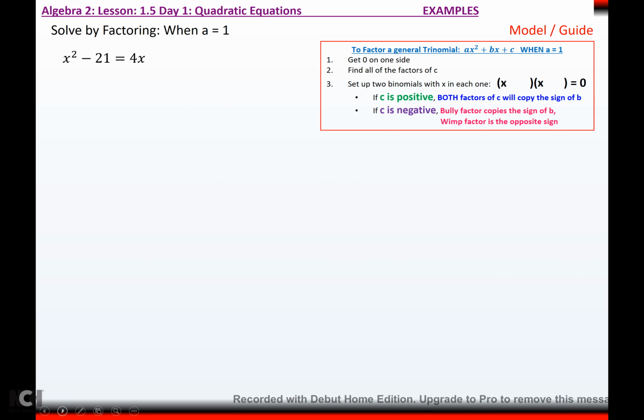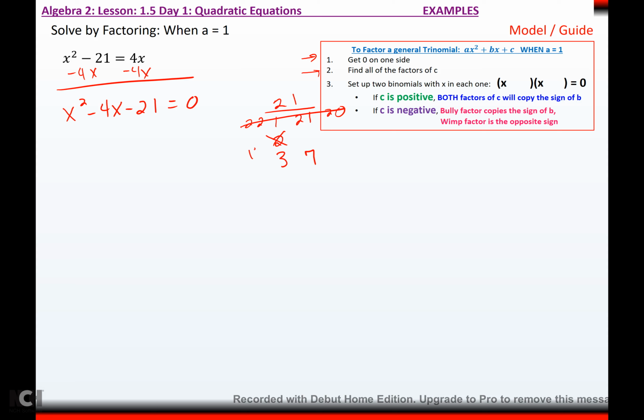Alright. Again, get 0 on one side. So I'm going to minus 4x, which gives me x squared minus 4x minus 21 equals 0. Okay, so then it says find all the factors of C. Factors of 21 are 1 times 21. If I add, I get 22. Subtract, I get 20. I'm trying to make 4, so that didn't work. 2 doesn't go into 21 evenly. 3 goes in there 7 times. If I add, I get 11. If I subtract, I get 4. 4 is what I want, so there's my numbers.